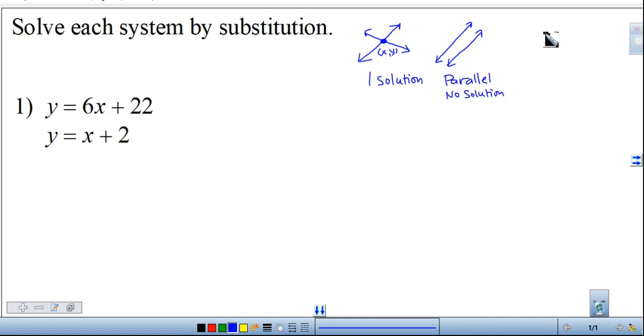Possibility number three is that if I rewrite or rearrange these lines or plug them into each other, I find out that they are actually the same line. In this case, they are crossing or sharing every single point. And when they share all their points, they have infinite solutions.